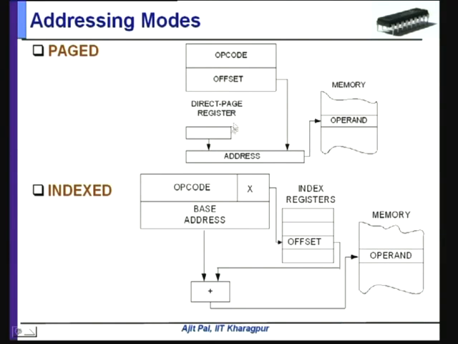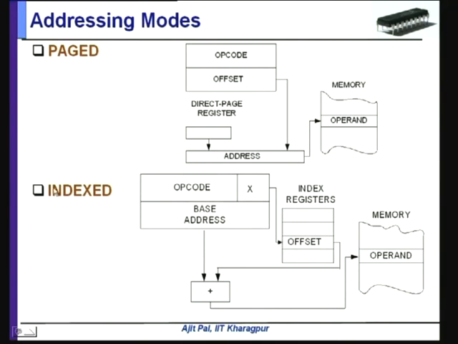So, in such a case, an offset is provided, and then the direct page register is used. These two together provide the full address where the operand is available. This is known as paged addressing, that is done with the help of special purpose registers which are available as part of the processor.